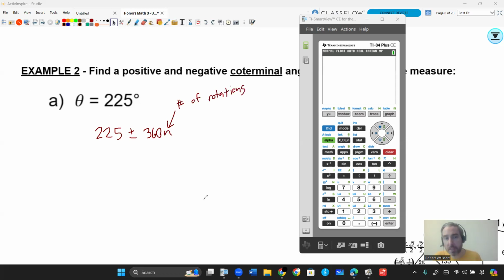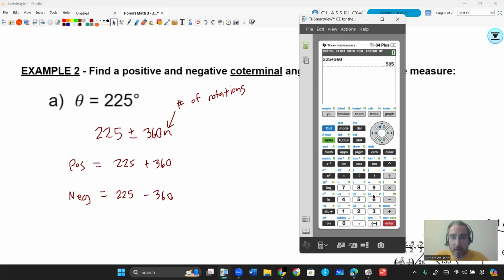So you're either going to add 360 or multiples of 360, or you're going to subtract 360 or multiples of 360. So if I just want to go with one positive and one negative, I'm just going to do, for the positive, 225 plus 360. And then for the negative, I'm going to do 225 minus 360. And we'll just throw it into our calculator and see what we get. So 225 plus 360.